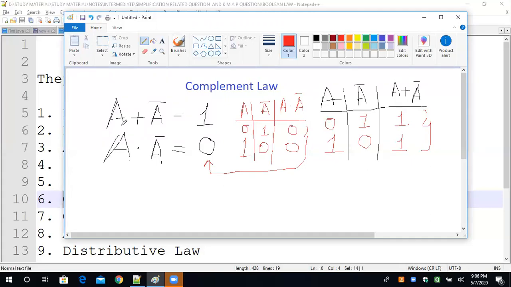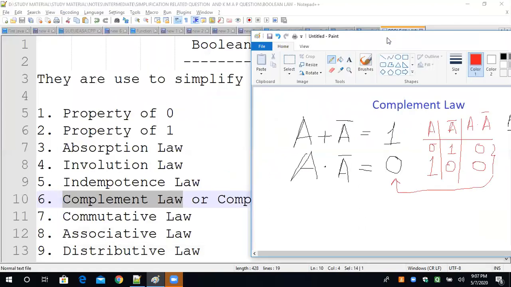So whenever A plus A bar is coming in any Boolean expression, you can confidently write 1 in that position. If in any situation A dot A bar is coming, you can confidently write 0. Understand? In terms of reducing the expression, we have to apply all these laws. Okay. The complement or complementarity law is completed. The commutative law is very easy.